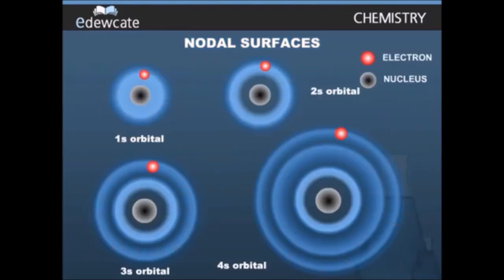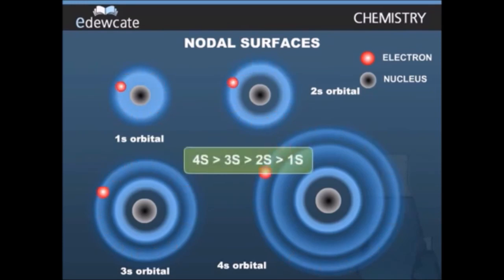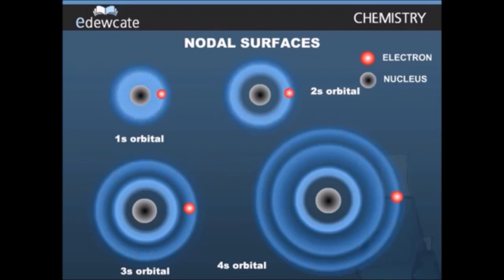It is also observed that the size of the s orbital increases with increase in n. That is, the size of the 4s orbital is greater than that of 3s orbital, which is greater than that of 2s orbital, which is greater than that of 1s orbital. And the electron is located further away from the nucleus as the principal quantum number increases.